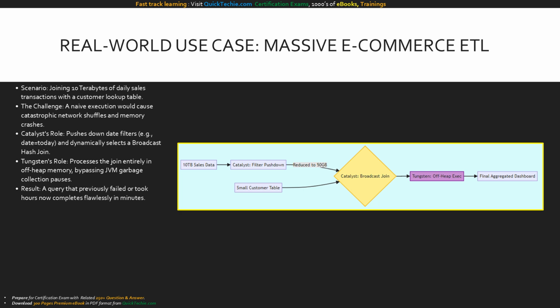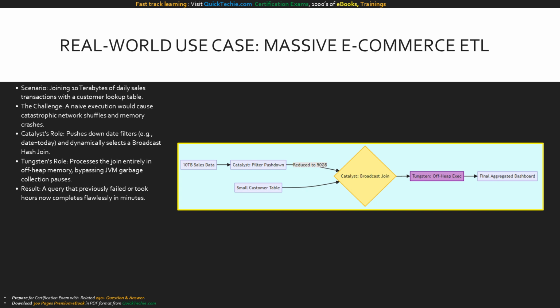First, Catalyst steps in. It automatically pushes date filters down to the storage layer so we only read today's data, and it intelligently selects a broadcast hash join because the customer table is small enough to fit in memory. Then, Tungsten executes this heavily optimized plan using off-heap memory and generated bytecode. By avoiding network shuffles and JVM garbage collection pauses, a job that would otherwise fail completes flawlessly in just minutes.